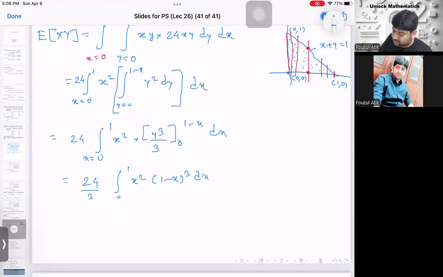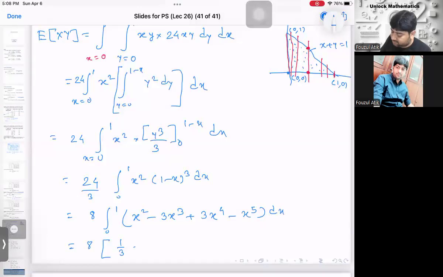And then we can do this integration as 8 into integral 0 to 1, x square into (1 minus 3x plus 3x square minus x cube), so x square minus 3x cube plus 3x to the power 4 minus x to the power 5 dx. If I do the integration and put in the limit values, we'll get 1 by 3 minus 3 by 4 plus 3 by 5 minus 1 by 6. Right? Now if you simplify it, you'll get the value 2 by 15. So we calculated the expectation of this.